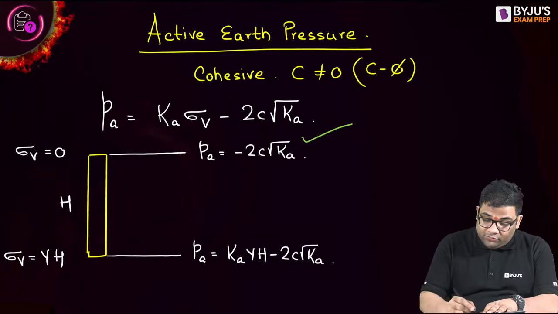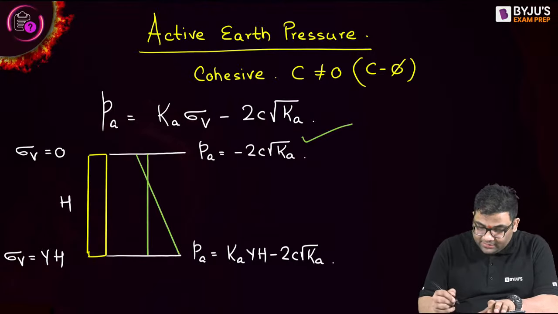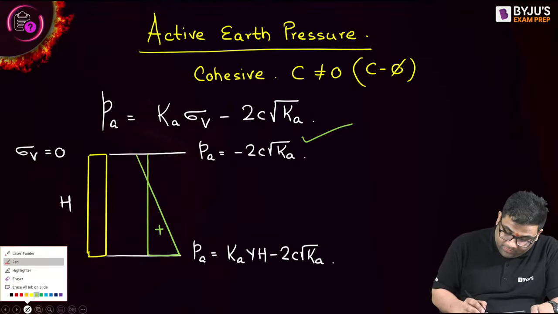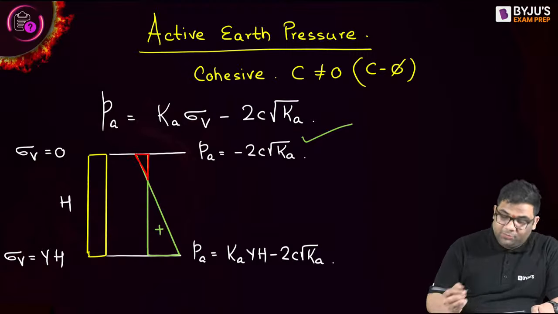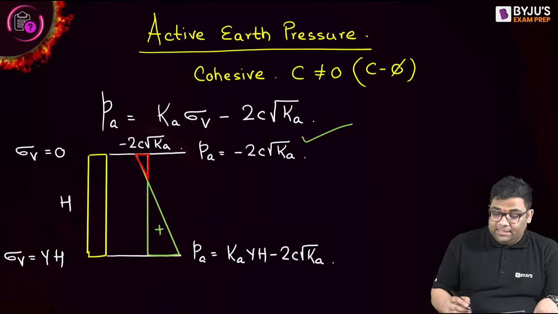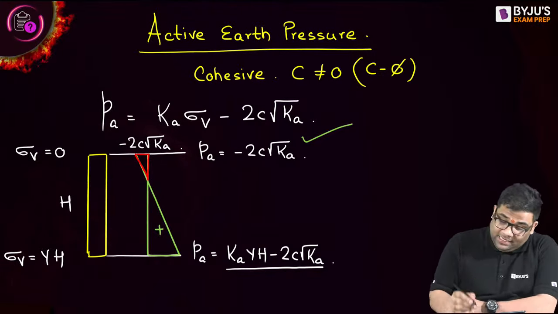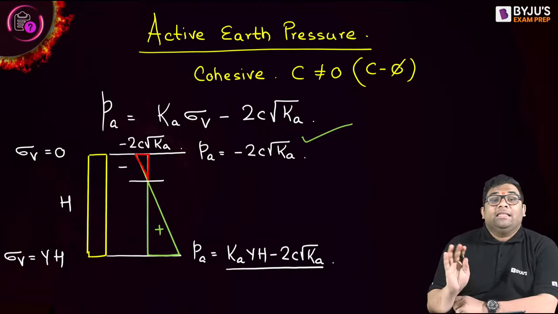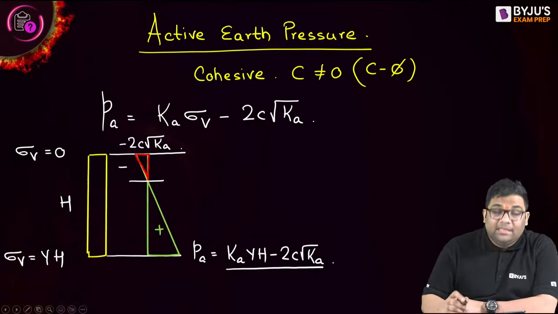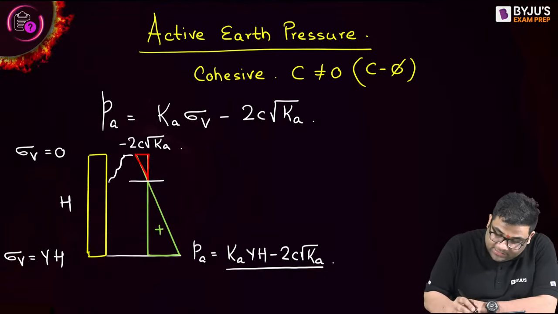The stress distribution will become something like this. At the bottom we get positive earth pressure, but at the top we get negative earth pressure, and this value is minus 2C root Ka. The bottom value is Ka into gamma H minus 2C root Ka. The depth up to which I'm getting negative earth pressure is known as the depth of tension cracks, because there will be tension and tension cracks developed like this.